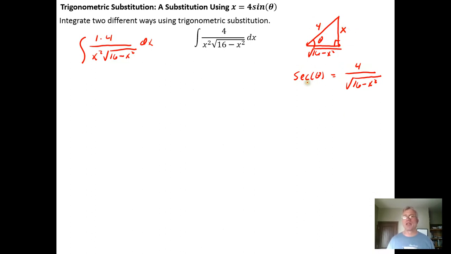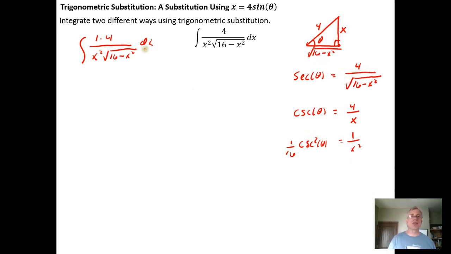I have cosecant of theta. Here's theta. Cosecant of theta would be the hypotenuse over the side opposite. To get a square down here in the denominator, I can square both sides, so cosecant squared of theta equals 16 over x squared. If I multiply both sides by 1/16, I wind up with 1 over x squared. So the 1 over x squared right here could be replaced with 1/16 of the cosecant squared of theta.